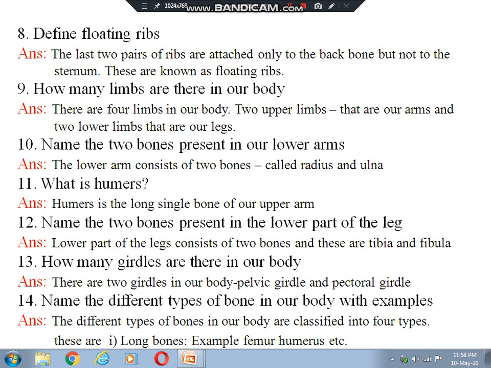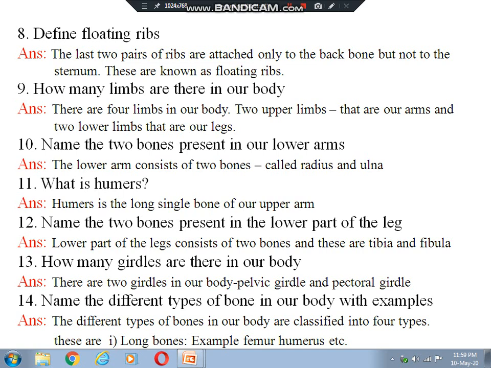Then what is humerus? Humerus is the long single bone of our upper arm. That means our hand has two parts. From elbow to the shoulder portion is called upper arm, and from elbow to finger is the lower arm. The upper arm consists of a single bone which is called humerus, and the lower arm, from the elbow to the lower part, is made up of two bones, radius and ulna.